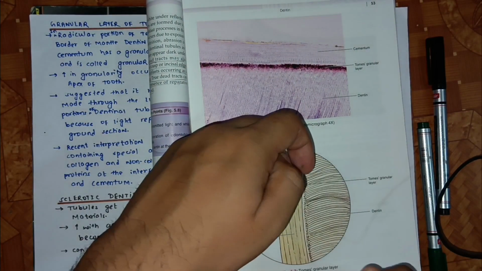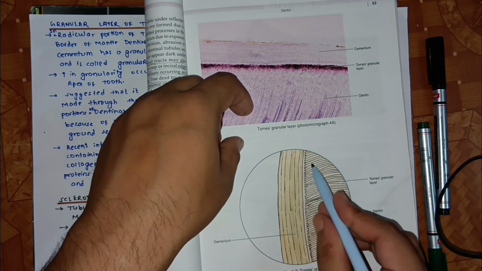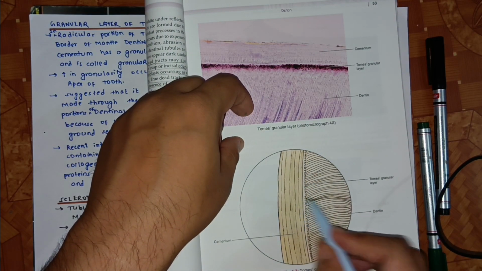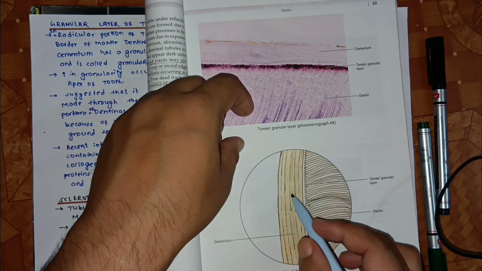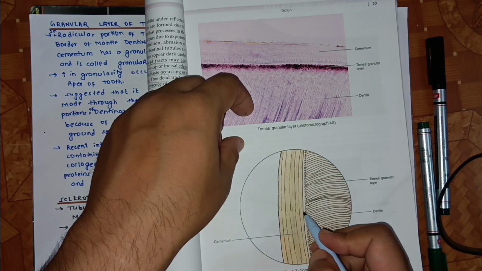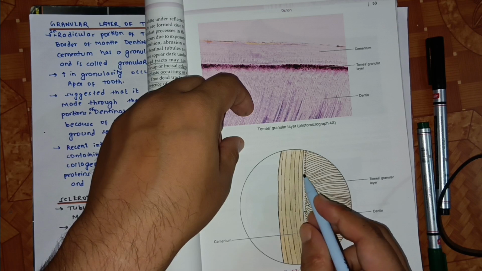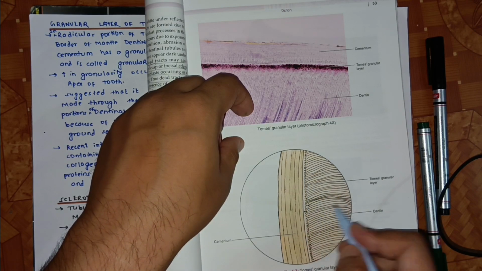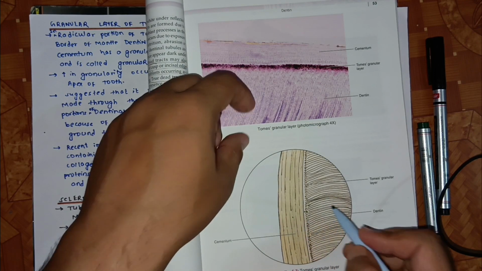So the granular layer of Tomes means the dotted layer. This is the dotted layer here, present between the cementum and the dentin, so it is present at the dentino-cementum junction. There is also a predentin. After the predentin, towards the dentinal side, there is the Tomes granular layer. So just remember: cementum, predentin, Tomes granular layer, and these are the dentinal tubules.